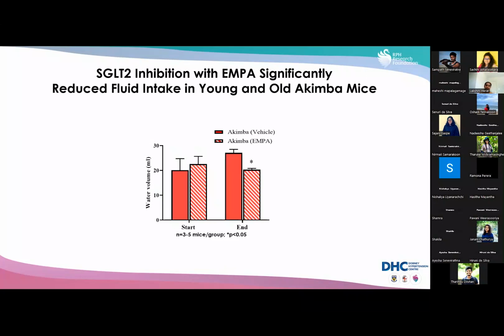As per the young animals, we also looked at the fluid intake in the older Akimba mice. Even from the start of the experiment, which these measurements were taken at day 3, the older animals showed an increased fluid intake with the treatment of EMPA. However, this was significantly reduced at the end of the experiment at 8 weeks, indicating that the treatment of EMPA alleviated the hyperglycemic status in these animals, basically supporting the blood glucose findings in this mouse model.